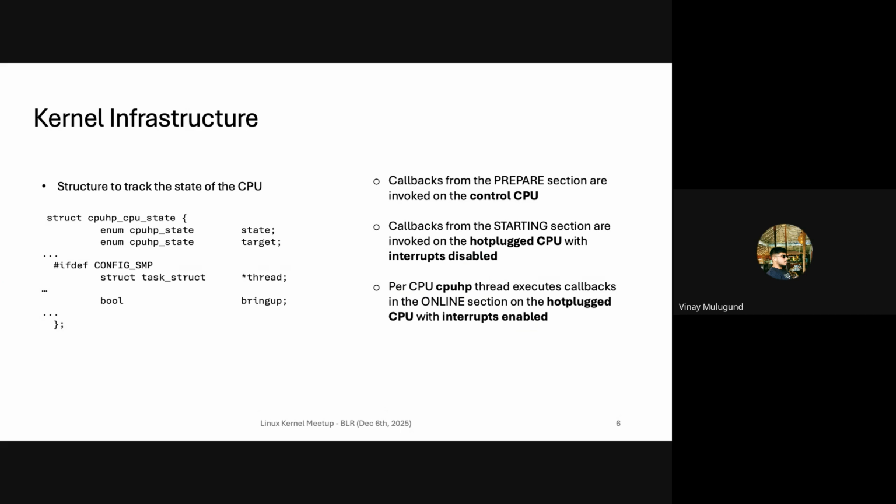In the case of the scheduler, it also has registered more callbacks, but the last callback of the online section is also a scheduler callback. So before becoming online, the scheduler is notified one last time that this CPU has completely become online, and now you can schedule tasks there. If I am doing an offline operation, the scheduler is the first subsystem that gets to be notified that this CPU is going away.